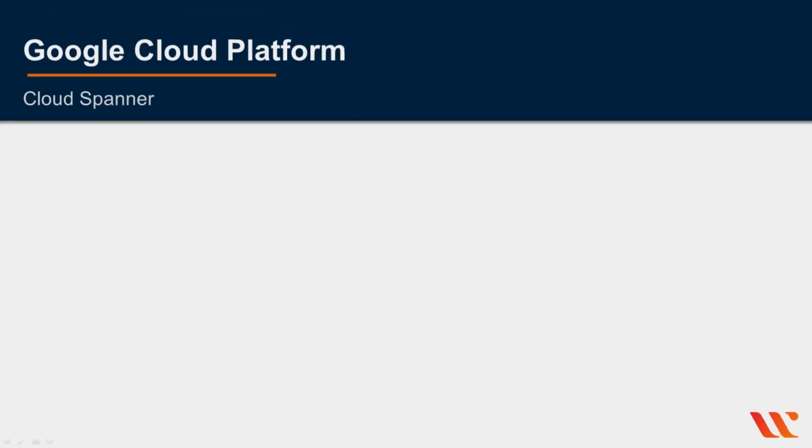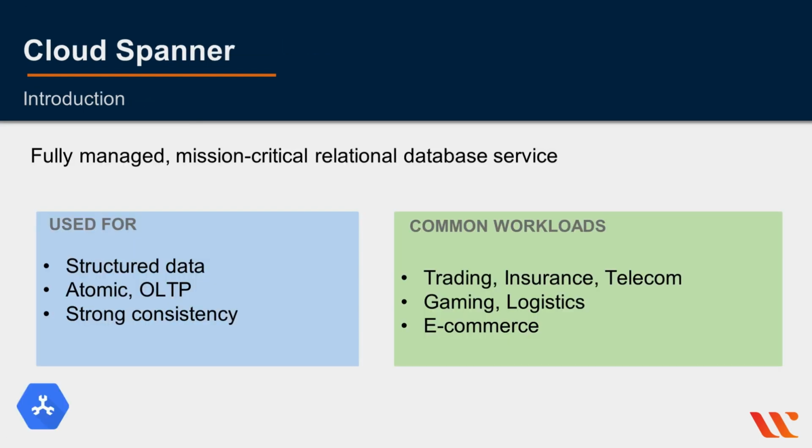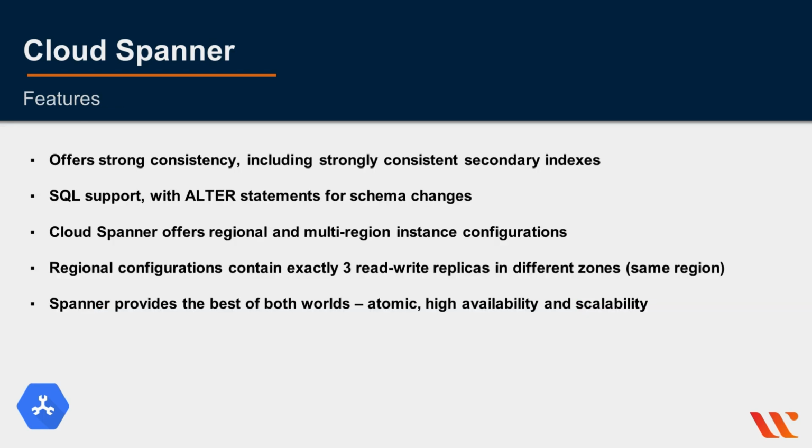This lecture will explore Cloud Spanner. Cloud Spanner is a fully managed, mission-critical relational database service. Cloud Spanner is ideal for relational, structured, and semi-structured data that requires high availability, strong consistency, and transactional reads and writes. Example workloads are trading systems, insurance, gaming, and e-commerce-like ticket sales.